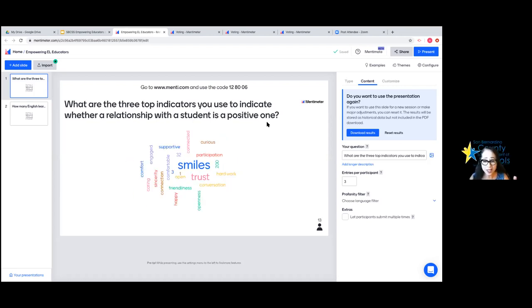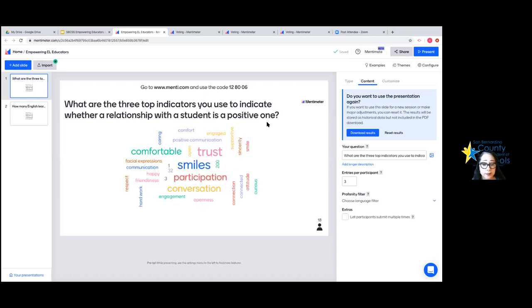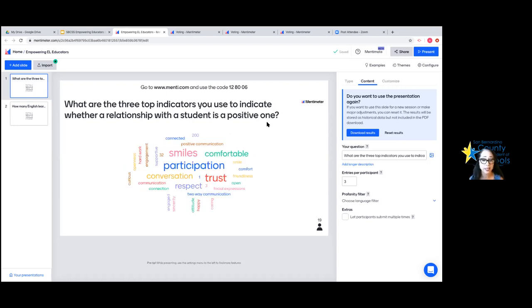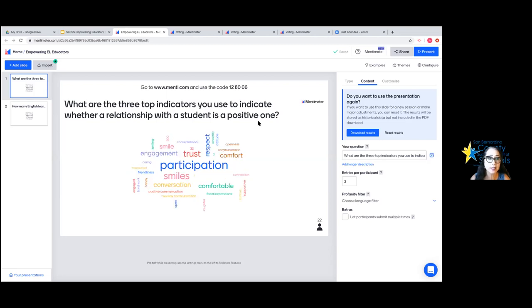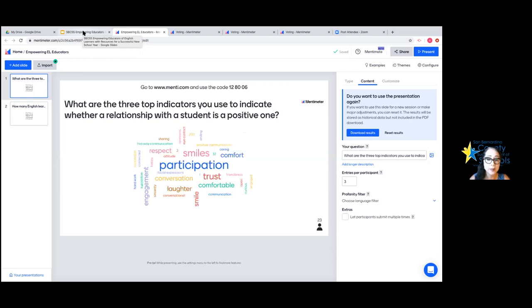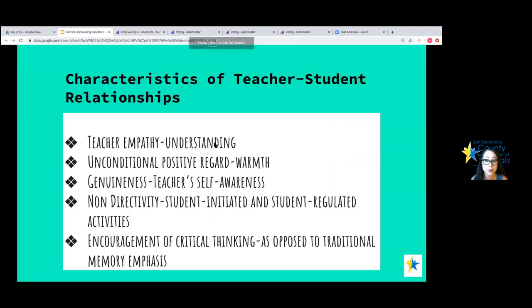So a lot of good words are coming in, you know, participation, smiles, trust, positive communication, hard work, comfortable. Conversations and comfortable participation is a big one. So keep those words coming in. Looks like participation is a big one, and that is truly important. Now I'm going to take us back to the PowerPoint so we can continue. It looks like participation is a big, important one for all of us.